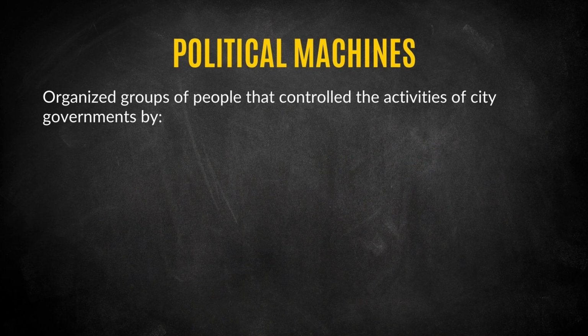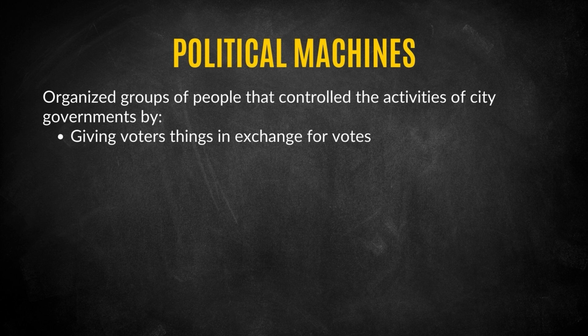And what this looked like was the rise of urban political machines. Political machines were organized groups of people that controlled the activities of city government. They would give voters things to get their votes in return.